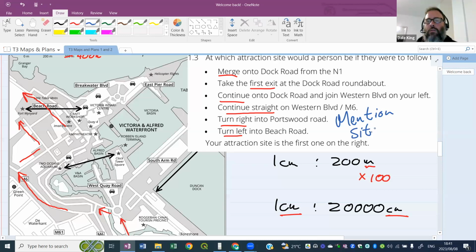sites or places that you pass. Okay, so mention sites or places that you pass. So you could say you're passing the aquarium on the right, or you're passing a church on the left. Go past the church on the left. Go past this on the right. And that'll help the person understand exactly where they are. So use these words and mention places that you're going past or that you can see.